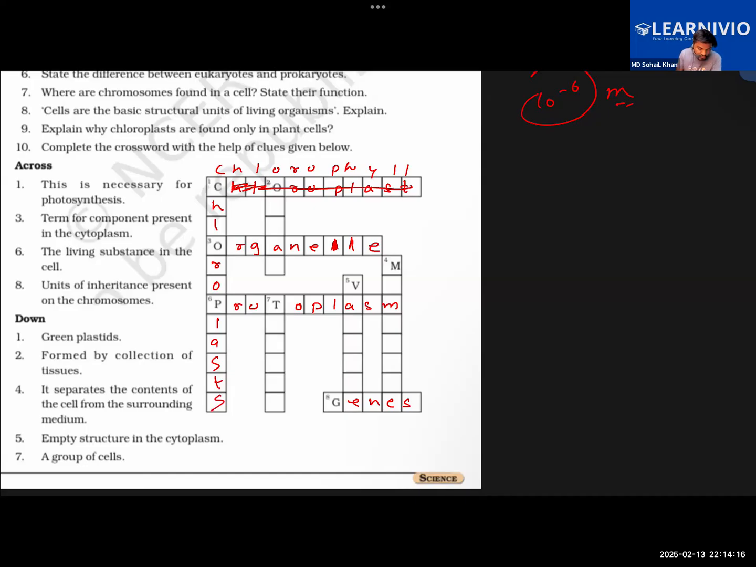Formed by the collection of tissues. This over here. Collection of tissues forms organs, isn't it? Oh, yes, sir. Next.